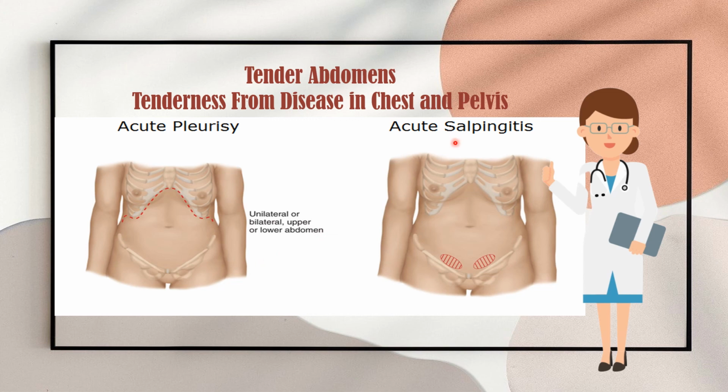Okay, for acute salpingitis, this is frequently bilateral. Ibig sabihin ng salpingitis, there is an inflammation of the fallopian tube. The tenderness is usually maximal just above the inguinal ligament. So rebound tenderness and rigidity may also be present.